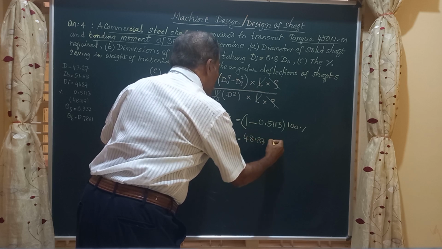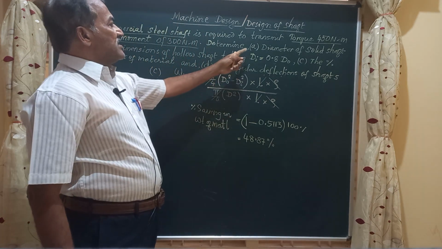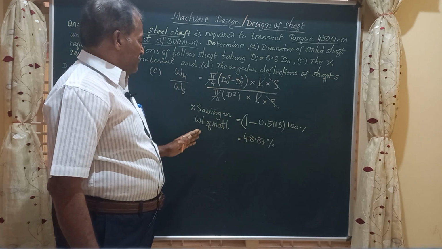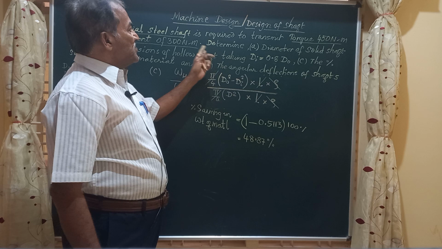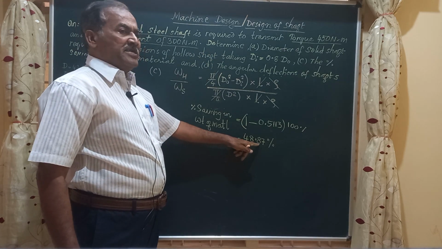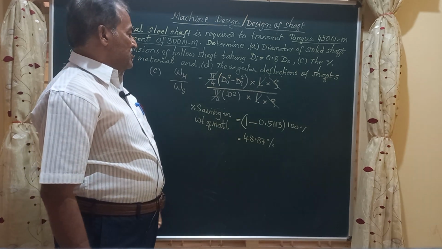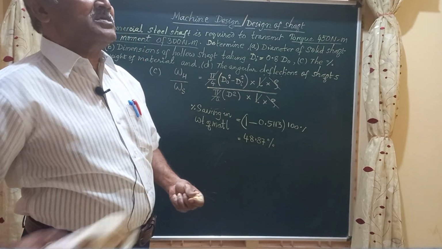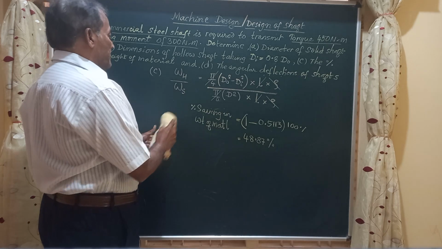So what is the meaning of this? It says that to transmit this power and torque and the bending moment, the weight of the material that is saved by using a hollow shaft is around 48.87% compared to that of the solid shaft. So this is the saving achieved by using a hollow shaft in place of a solid shaft.